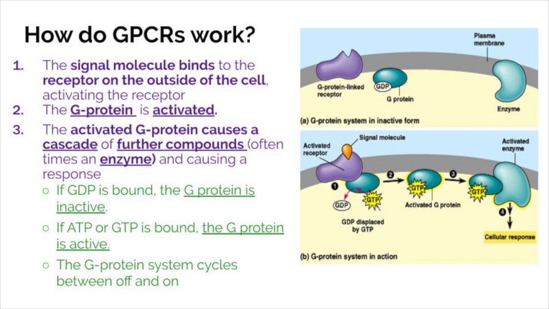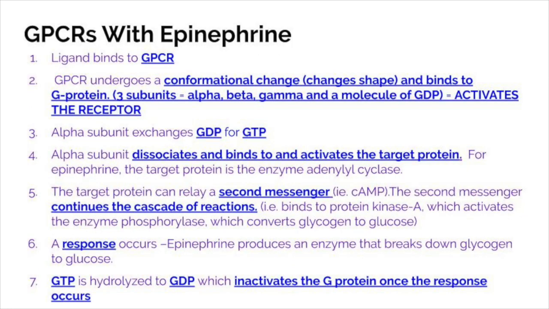GDP is a molecule that is bound onto the G protein. When GDP is bound, the G protein is inactive. If ATP or GTP is bound onto the G protein, it is now active. So the G protein system cycles between on and off. When there is a GDP bound on the protein, it's off, and when there's a GTP or ATP, the G protein is active.